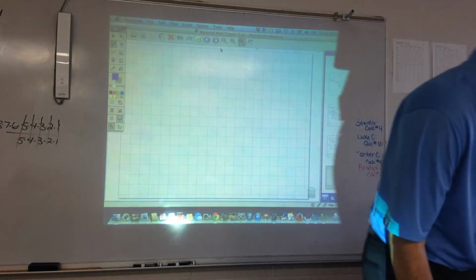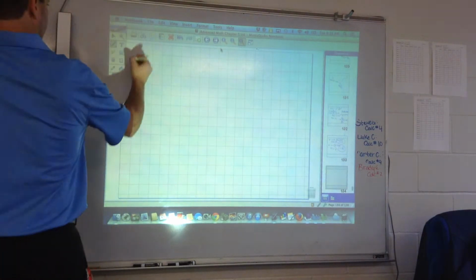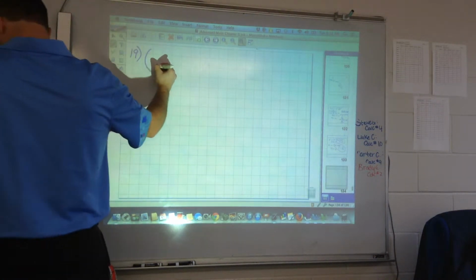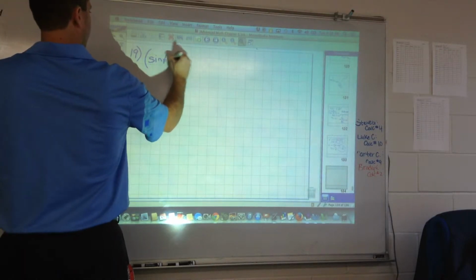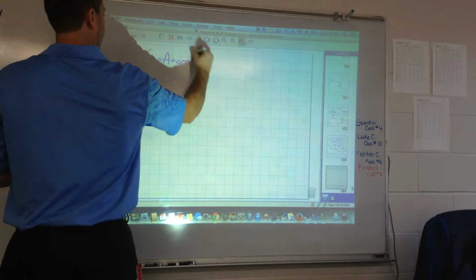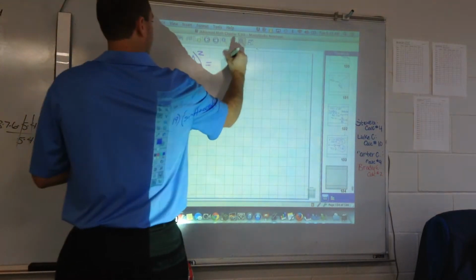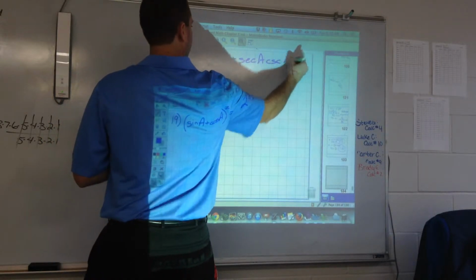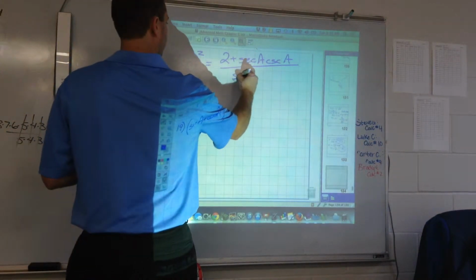Page 434, number 19. We've got (sine A plus cosine A) squared is equal to (2 plus secant A cosecant A) all over (secant A cosecant A).